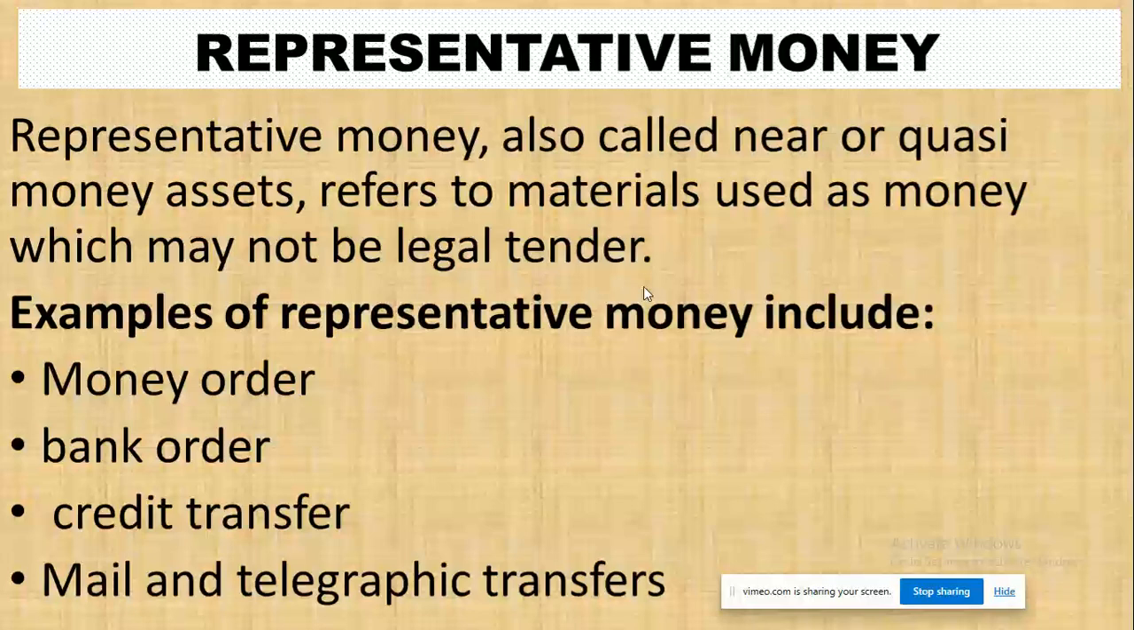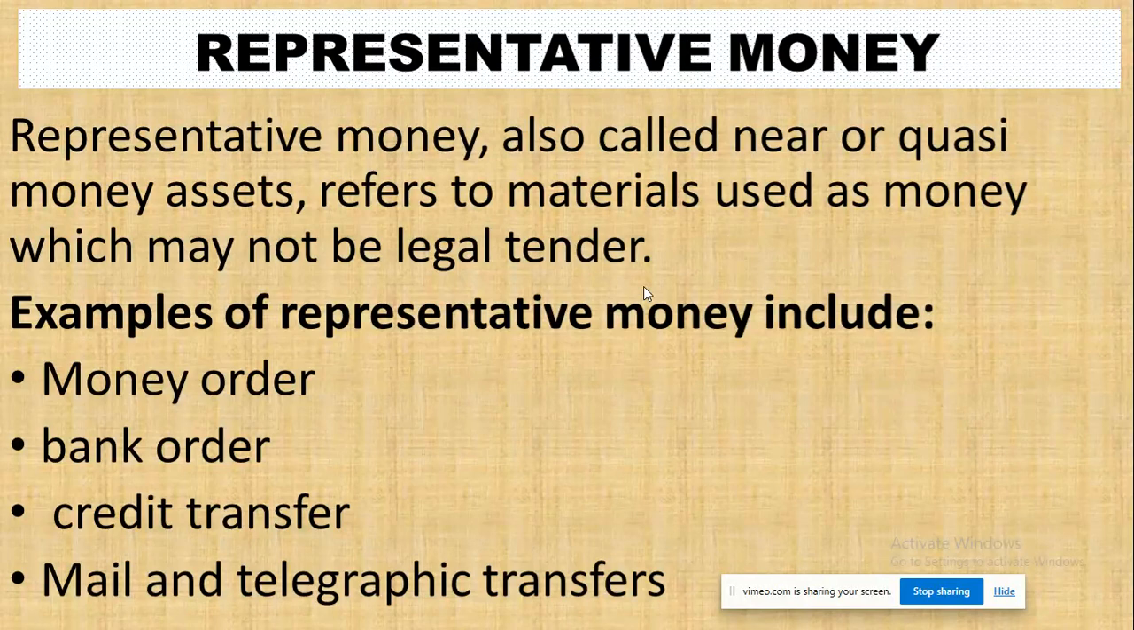And let's look at the last subheading, representative money. What is representative money? Representative money can also be called near or quasi money assets, which refer to material used as money, which may not be legal tender. What are we talking about? There are some things that we can take to the market instead of taking real money to the market. They serve as money. We can also use them as money, and we have different examples, as you can see on your screen.